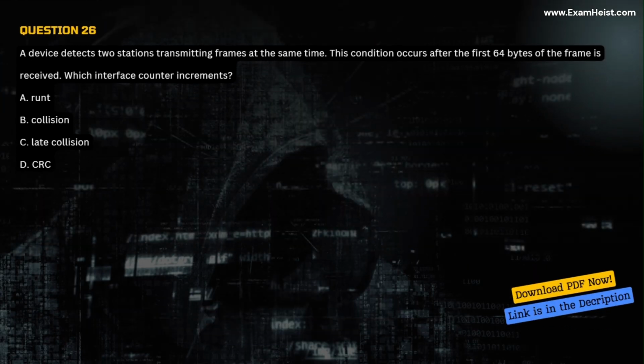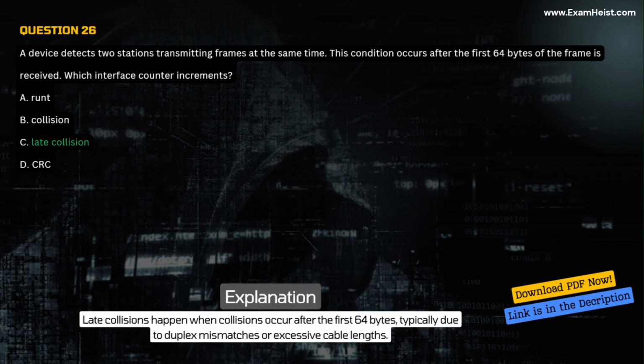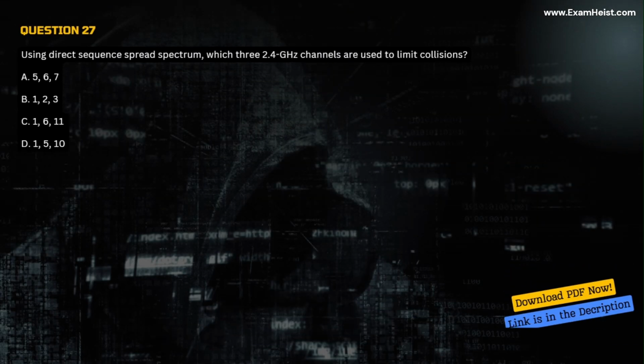Question 26. A device detects two stations transmitting frames at the same time. This condition occurs after the first 64 bytes of the frame is received. Which interface counter increments? A. Runt. B. Collision. C. Late collision. D. CRC. Correct answer C. Late collision. Explanation. Late collisions happen when collisions occur after the first 64 bytes, typically due to duplex mismatches or excessive cable lengths.